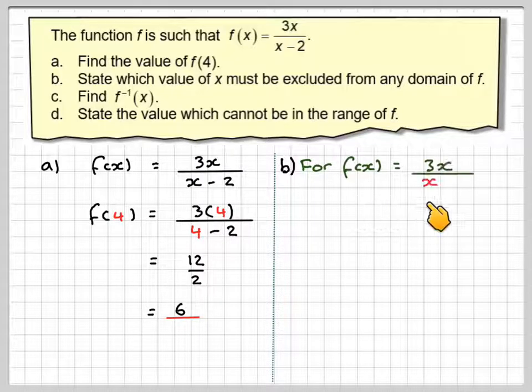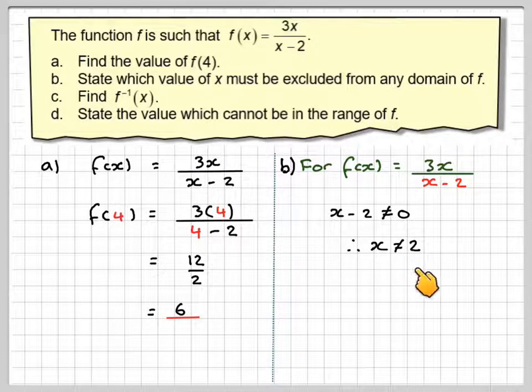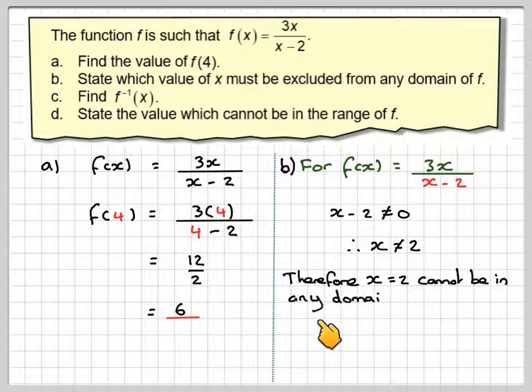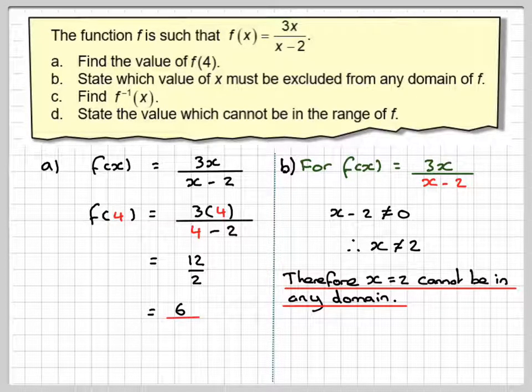For f of x to be equal to 3x over x minus 2, now the important thing here is that the denominator cannot be equal to 0 because you can't divide by 0. So therefore, x minus 2 cannot be equal to 0. If we carry on trying to solve that, we're going to get that x cannot be equal to 2. Note, if you put 2 in here, you get 2 minus 2, which is 0, and you cannot divide by 0. Therefore, x is equal to 2 cannot be in any domain.